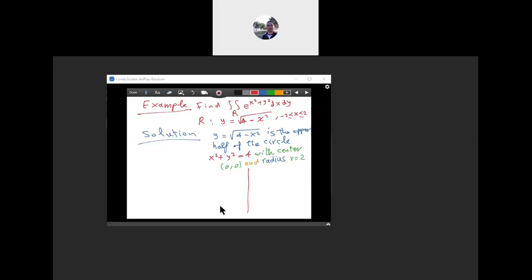I know this is x. This is y. This is the origin, 0 and 0. I'll take the upper half. Okay, that's roughly it. This is minus 2. This is positive 2. Now, I'm not asking for x now. I have to change it into the polar curve. So, change into polar coordinate.